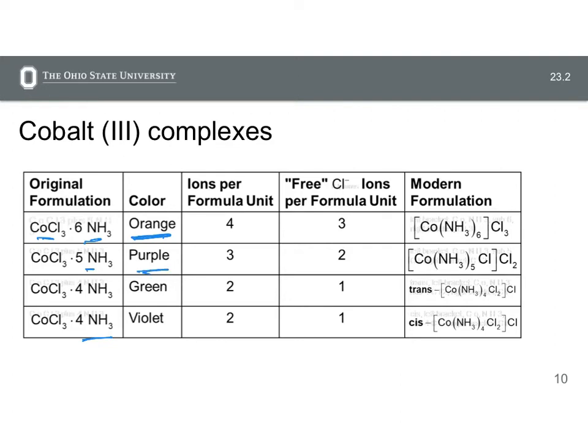An interesting thing that happened, though, when he had 4 equivalents of ammonia to 1 cobalt chloride, it ended up with 2 different color solutions. Okay, not exactly sure how he separated these out, but that is what happened. And so what he did then was he added to these solutions an excess amount of silver nitrate, AgNO3.